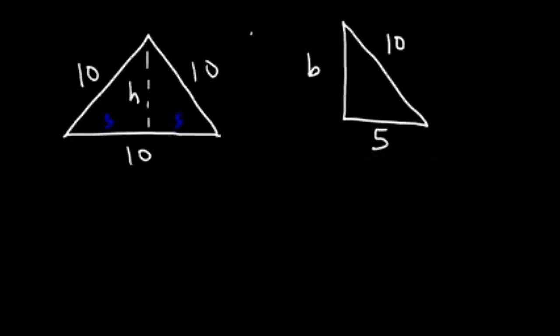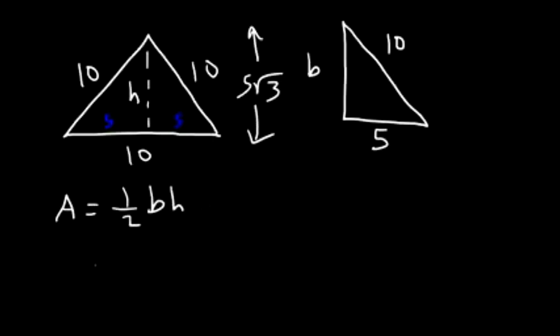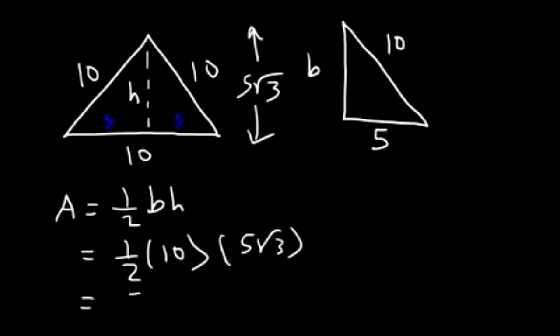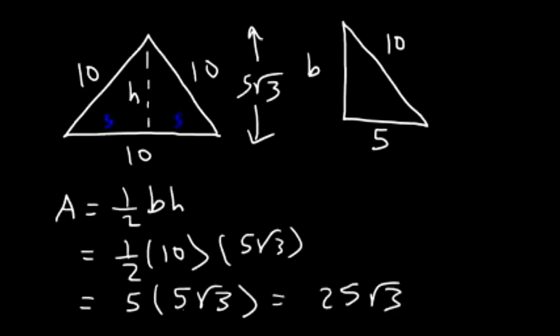So now we have the height of the triangle. It's 5 root 3. So now we can use this equation. A is equal to 1/2 base times height. So we have a base of 10, a height of 5 root 3. Half of 10 is 5, and 5 times 5 is 25. So the area is 25 square root 3.